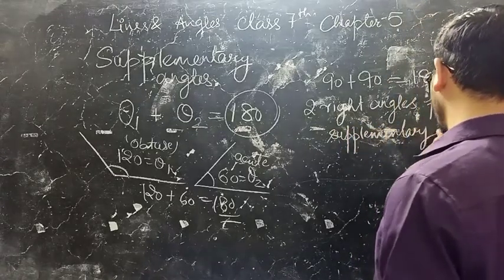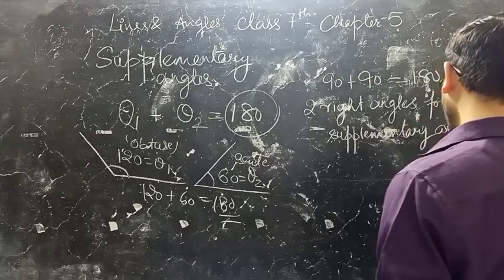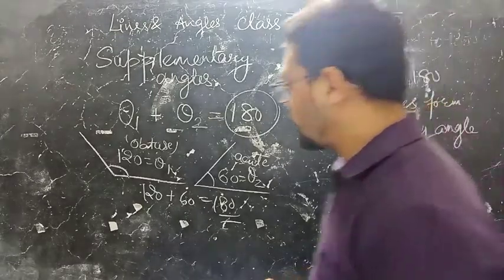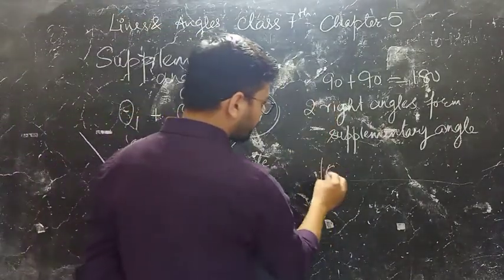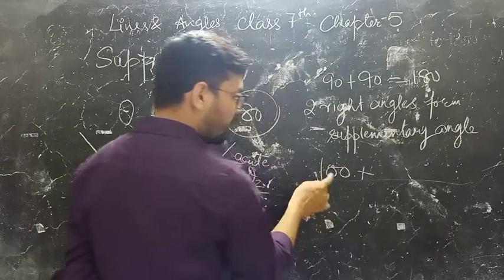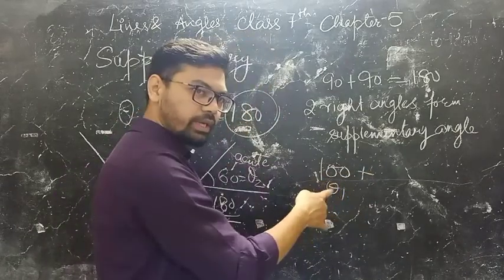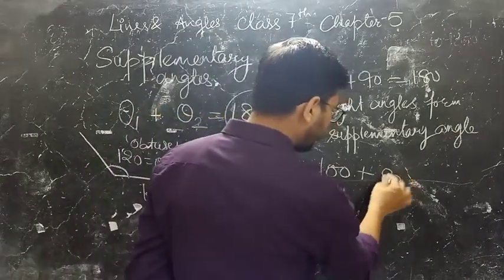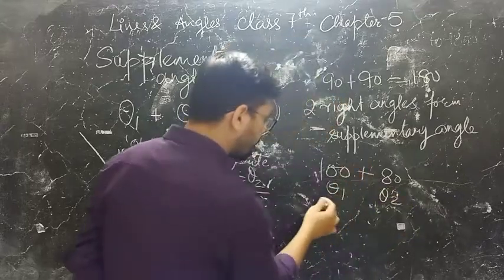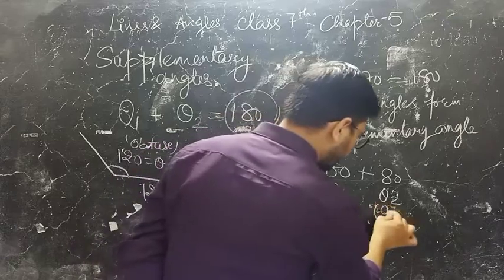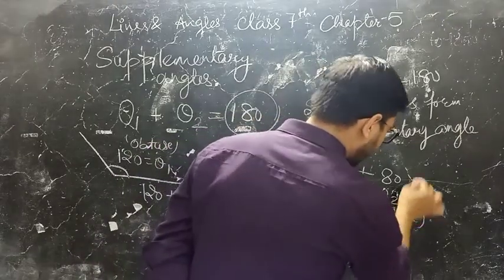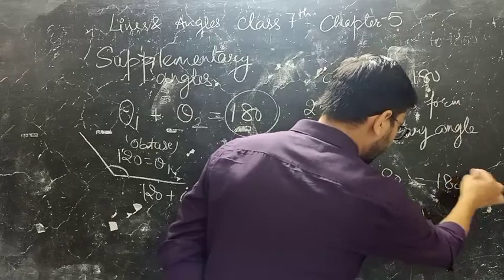Supplementary angle. Okay. Likewise, you can take n number of examples, like you have 100 plus 100. Let's say this is theta 1, an obtuse angle, and the other is theta 2, an acute angle. The sum of acute and obtuse will give you 180, that is supplementary angles.